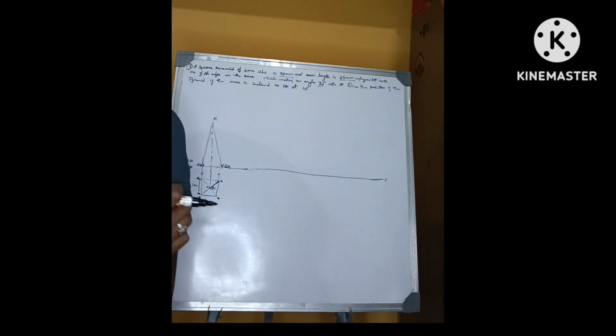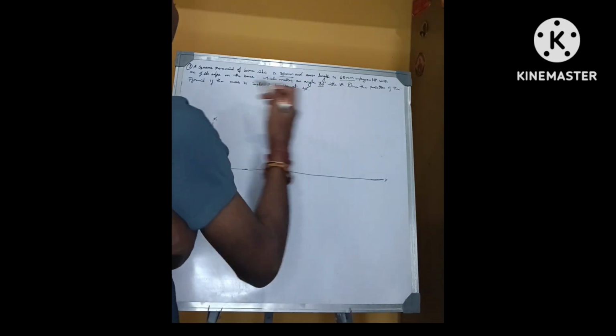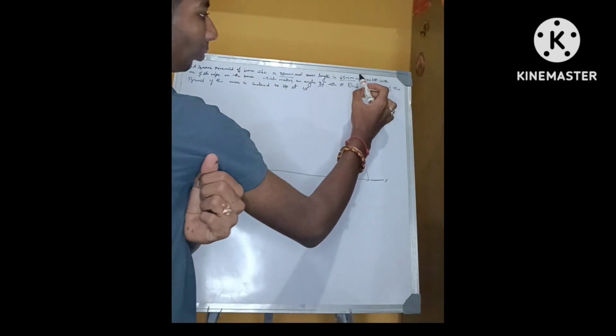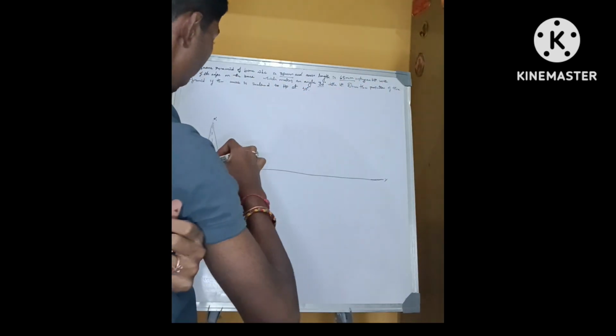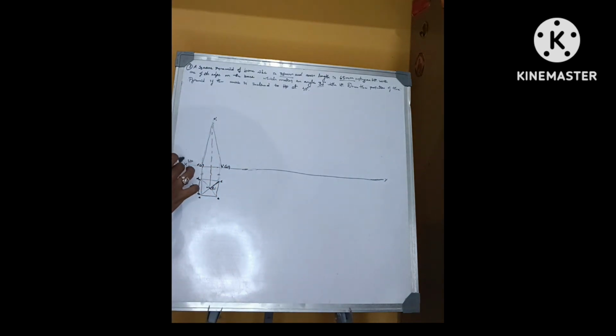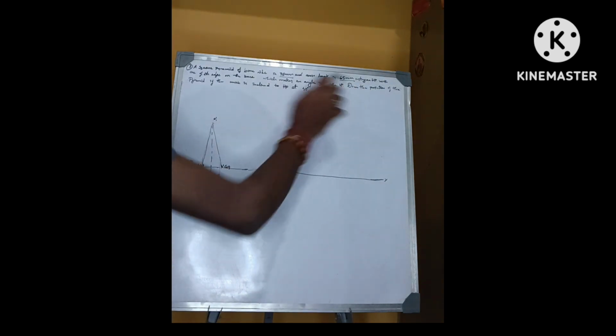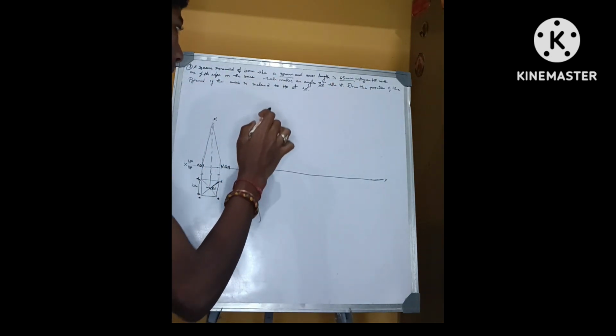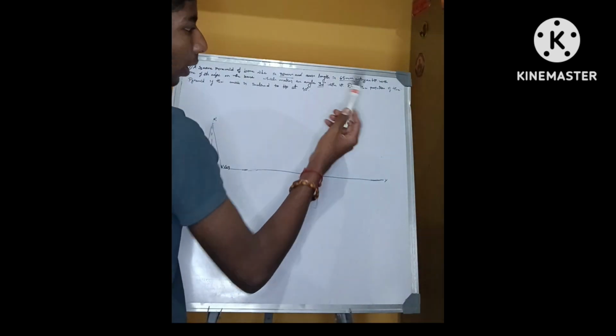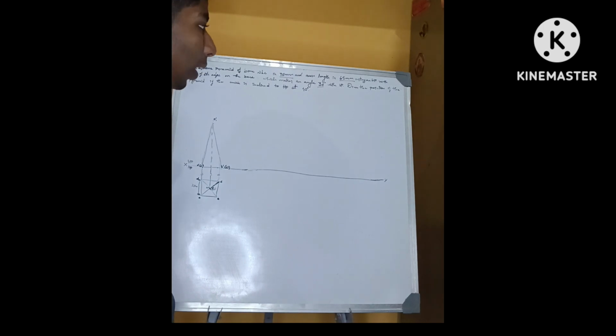Next, what is the next step now? He is giving that it is resting on HP, as I have mentioned, VP and HP. It is resting on HP with one of its edges on the base. Okay, it's done. Next, which makes an angle of 30 degree with VP.